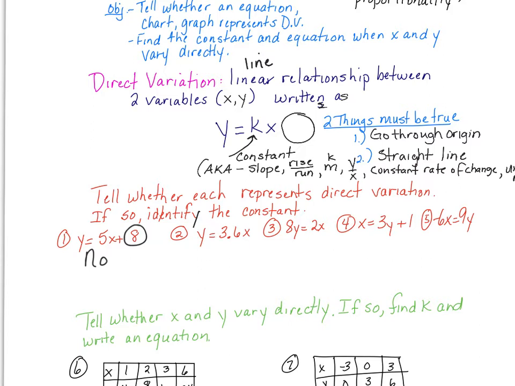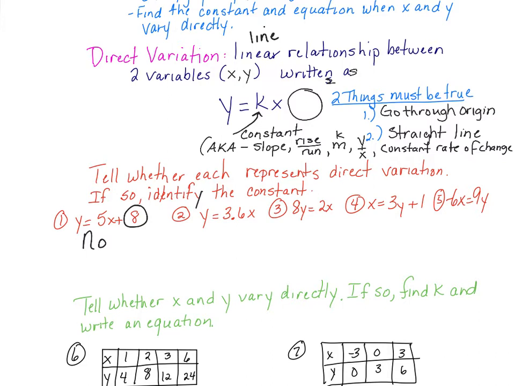Okay. Number two, does that represent direct variation? Yes. What's the constant? Also known as M. What is the constant or the unit rate? Tessa? 3.6. This might be a problem where it's $3.60 per pack. What about number three?